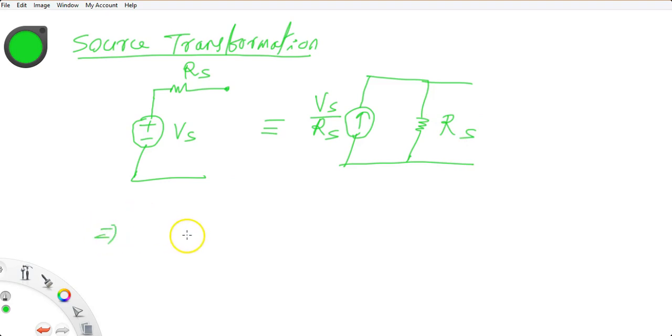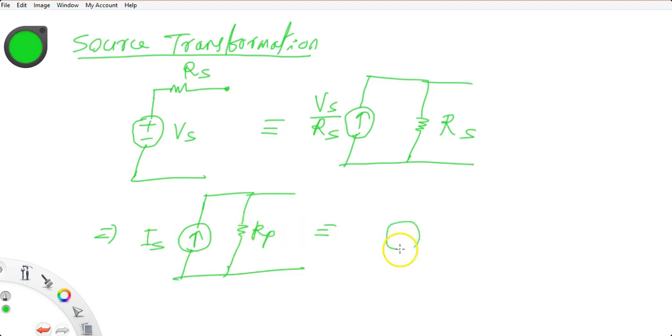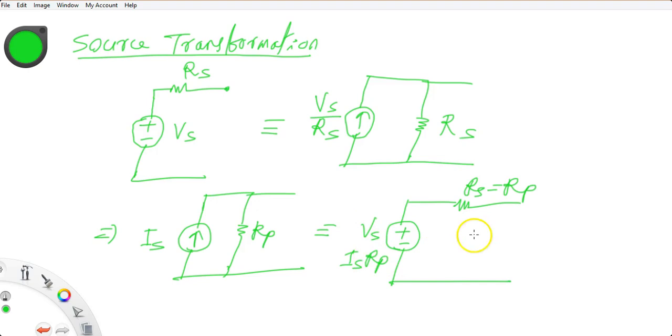Equivalently, you can also go from the current source to the voltage source. Is with Rp in parallel transforms to a voltage source and a series resistance or series impedance, and this Vs is equal to Is into Rp. So let us discuss with an example.